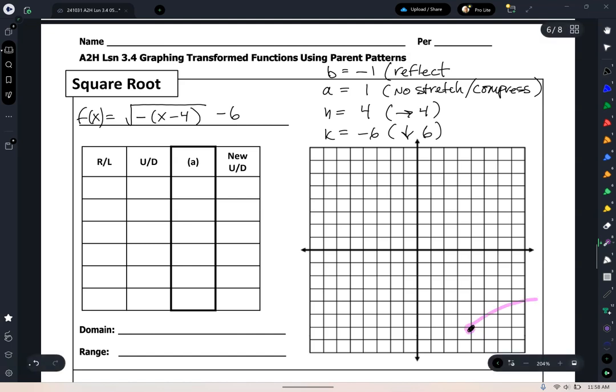So if it was going this way and now it's going this way, it reflects off of this line right here, doesn't it? Which is x equals what? x equals 4. So the reflection for this B comes on the line x equals 4. Does that make sense? See why that is?